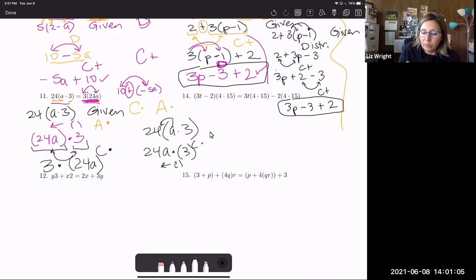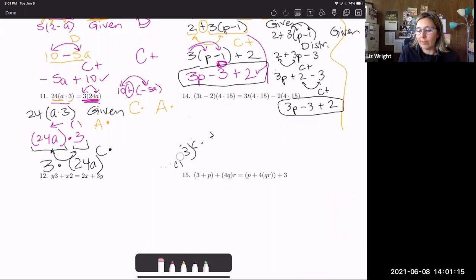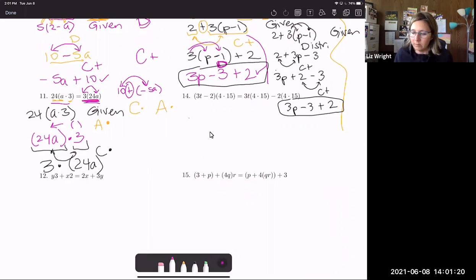This move, you doing this right here, that is an illegal math move. You can't do that. So don't be tempted to do that. If you find that you have to do that to make it work, that means there's another way to go about the problem. All right, let's look at the next one.